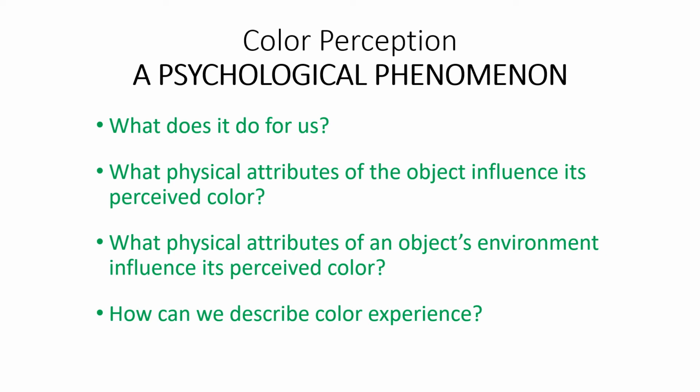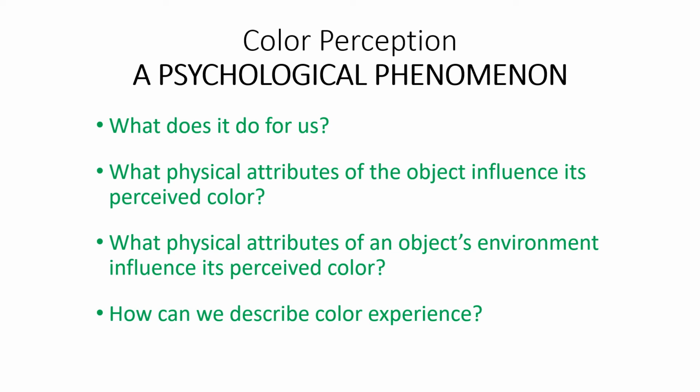If we ask what physical attributes of the object influence its perceived color, I'm really hoping that it's going through your head that for many objects, it's the wavelengths that are being absorbed versus the wavelengths that are being reflected, that what's being reflected gives us our perceived color. Except in the case of those clear plastics, glass, and liquids, where it is really the way the wavelengths are passing through those objects.